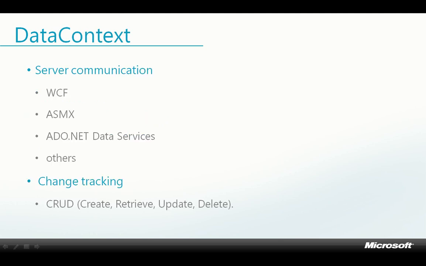The data context class is a general purpose proxy for communicating with services for data-centric operations. It'll work with any service that knows how to communicate with JSON data, and that includes WCF, Windows Communication Foundation, and ASMX services, and ADO.NET data services. The data context class also provides change tracking functionality, so it can keep up with what data needs updating, and that makes it easy to build a basic CRUD-based application, one that creates, retrieves, updates, and deletes records.